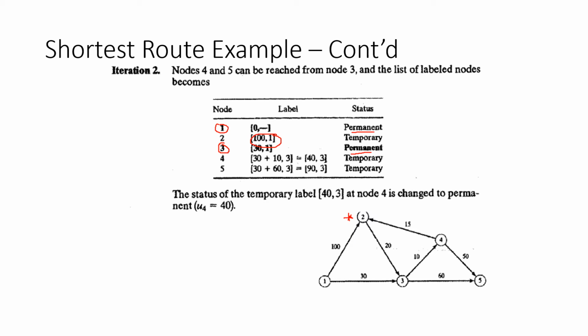I cannot reach any other nodes from node 1 because node 3 is already permanent. It can be reached from node 1, but node 3 is already permanent, so I don't have to recalculate this label. Once it's permanent, it will not be recalculated. And now I can reach nodes 4 and 5 from node 3, which is made permanent. And the label next to node 4 would be, what's the label on node 3? Label on node 3 is 30 comma 1, so 30 plus the 10 here is 40, comma, coming from 3.